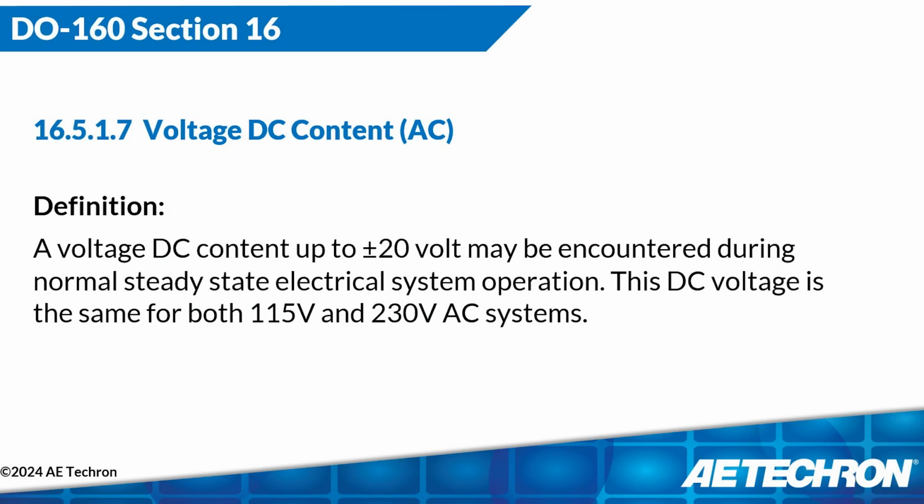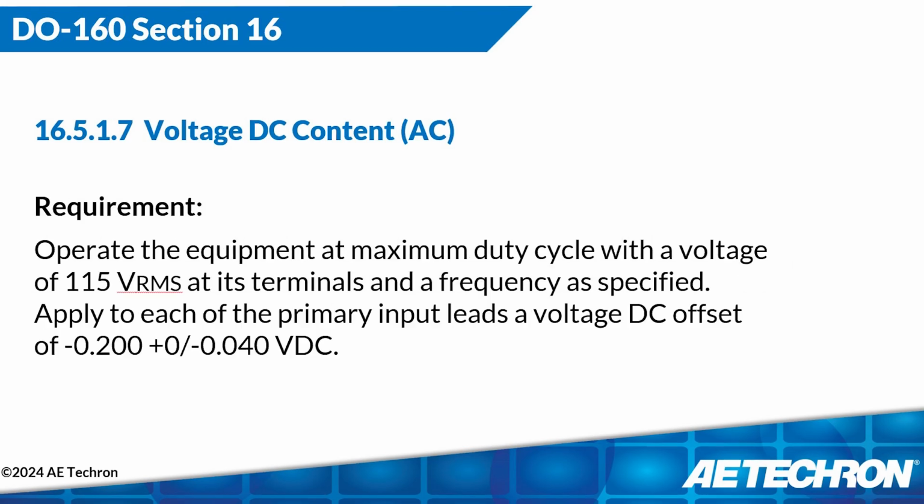Another important point to make with customers are the requirements found in Section 16.5.1.7. And this is the DC content in an AC signal. It's common to have slight DC offsets in the AC. And so this particular portion of the standard makes sure that the device under test can operate under those conditions. This test requires a plus or minus 0.2 volt DC to be applied to the AC signal.